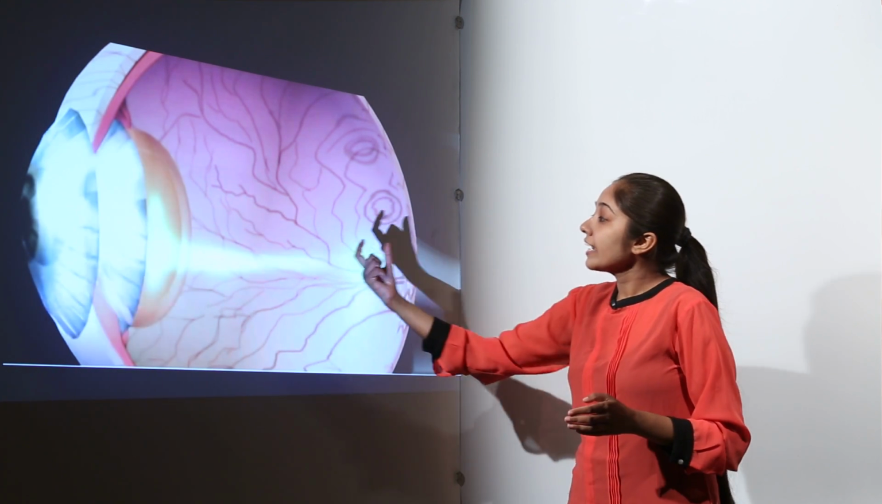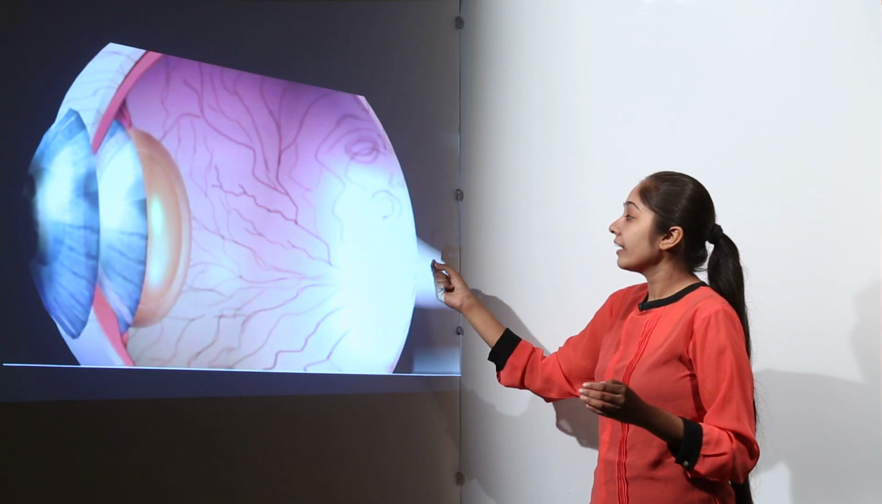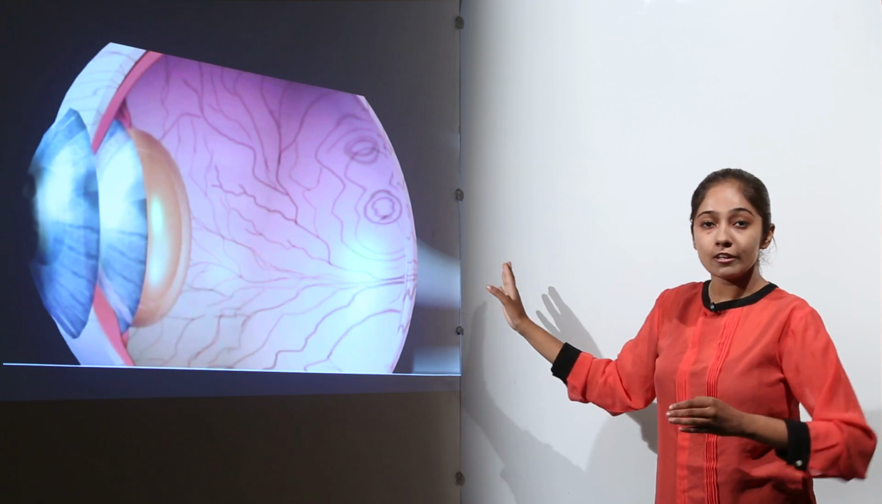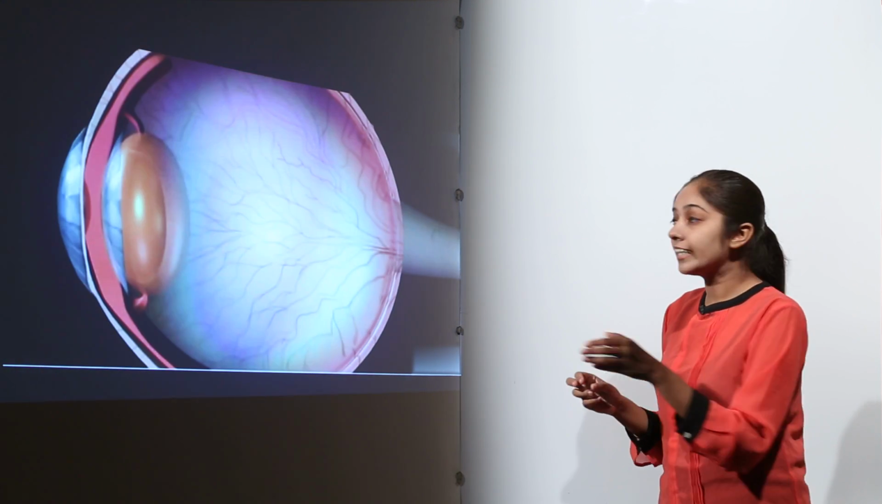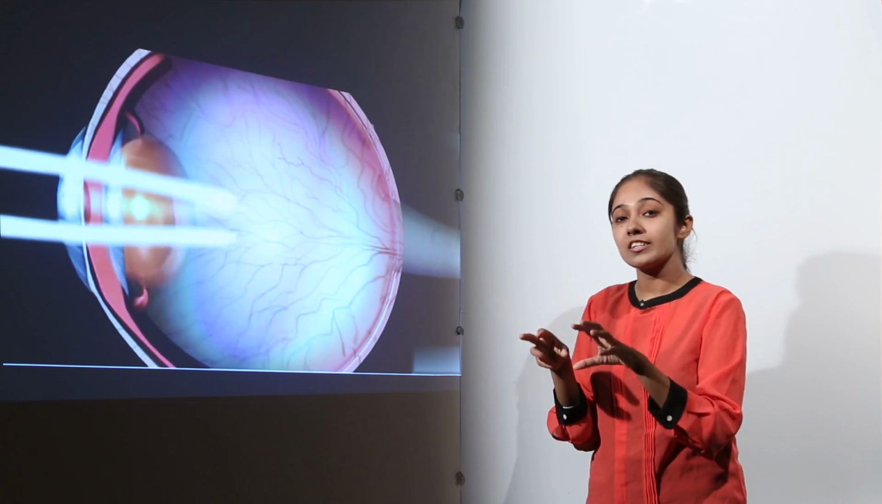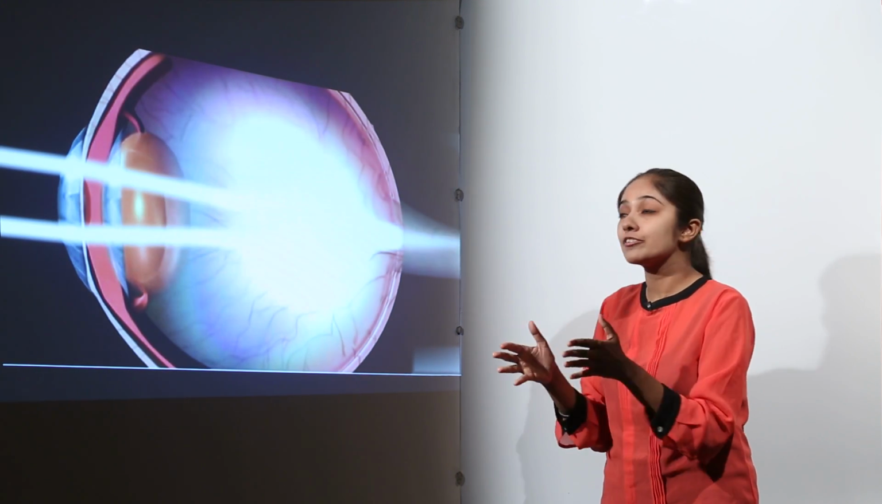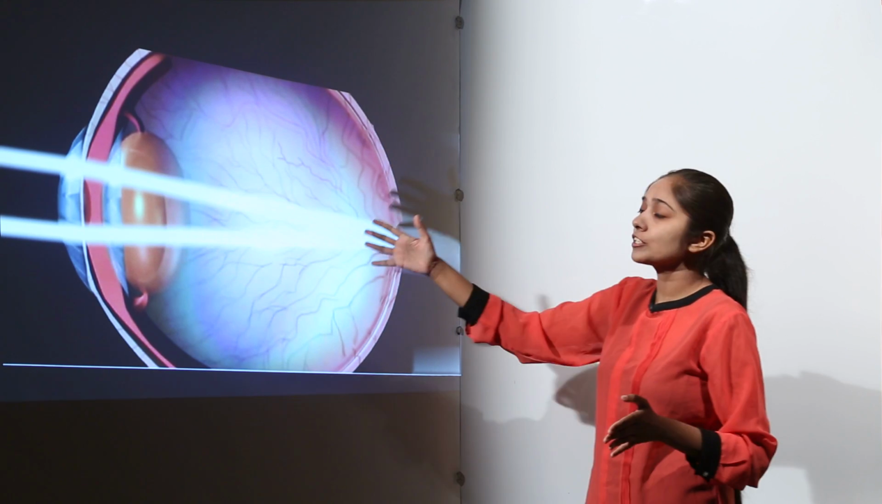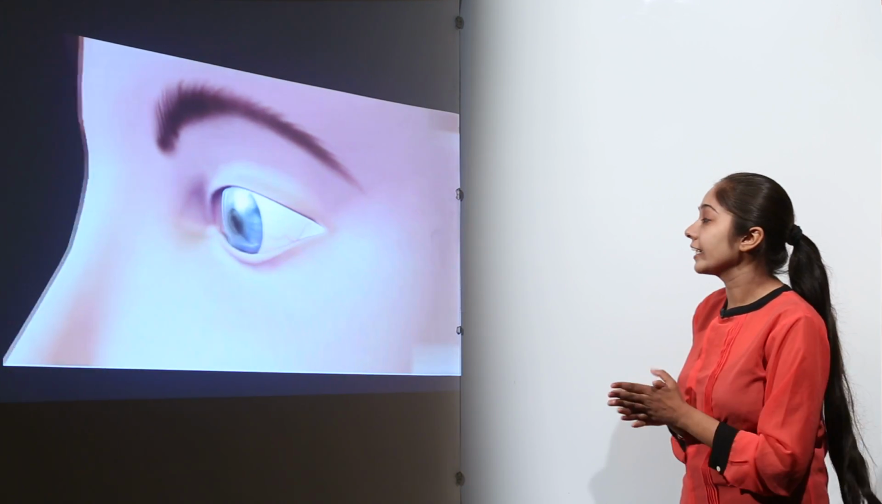So the light rays pass through this, and then the nerve impulse passes through the optic nerve and is sent to the brain for interpretation. So the macula or yellow spot is the region of the brightest vision in your eyes. This is how this process takes place in your eyes.